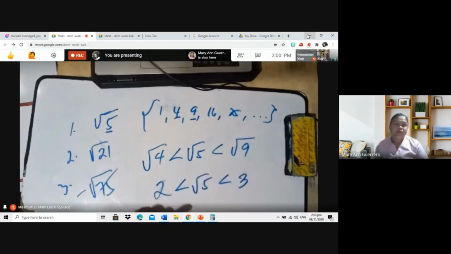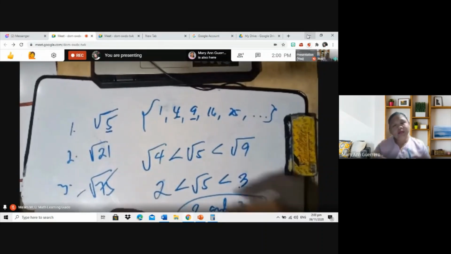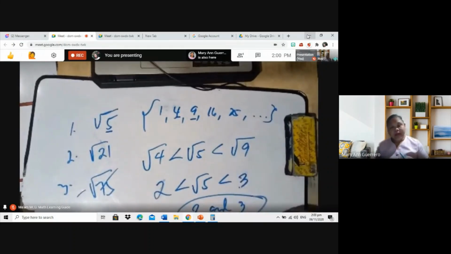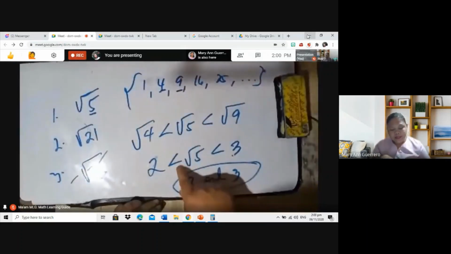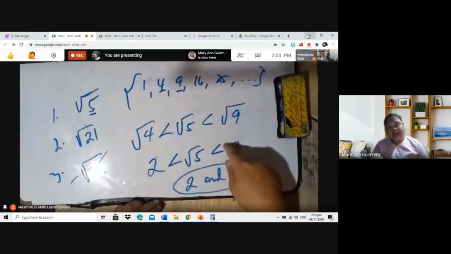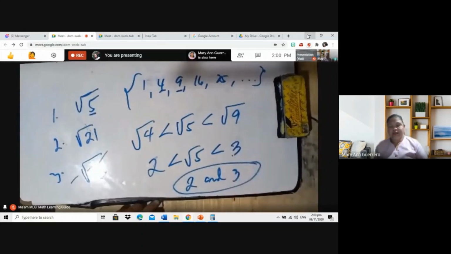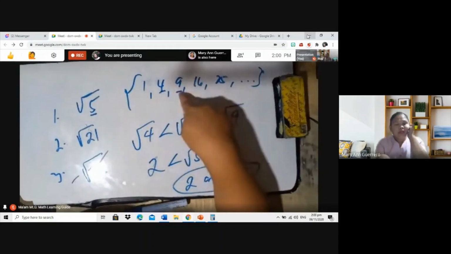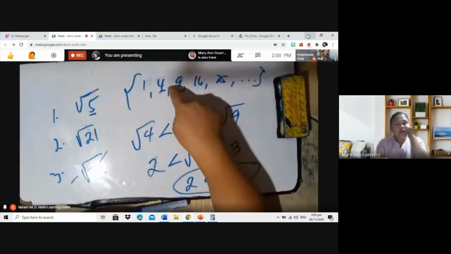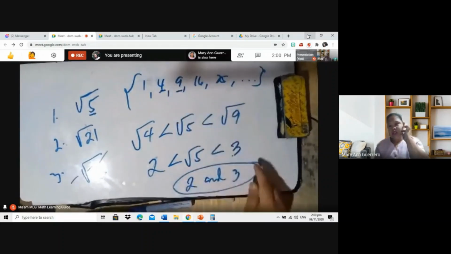Consecutive na yan, 2 and 3. Yan yung answer natin. Ito yung nahanap nating 2 consecutive integers. Pero ang ibig sabihin nito is yung value ni square root ni 5 ay sa pagitan ni 2 at 3. Greater than 2 but less than 3. Okay? So, remember, ang square root ni 4 ay 2, square root ni 9 ay 3. So, yung square root ni 5 ay sa pagitan lang ni 2 at ni 3.